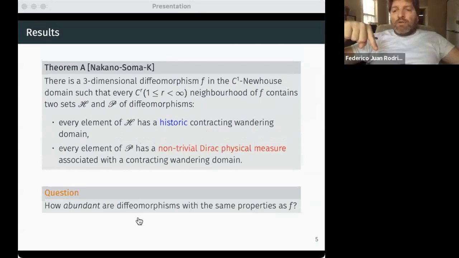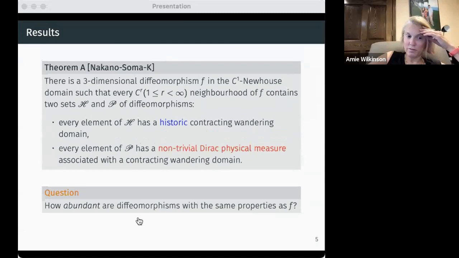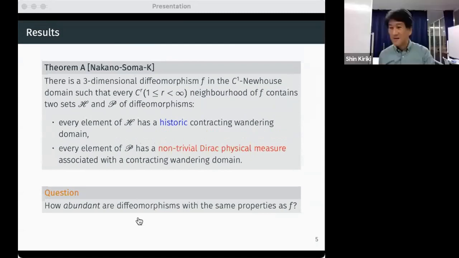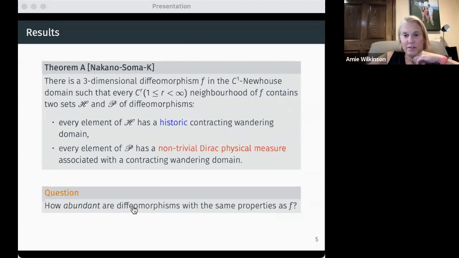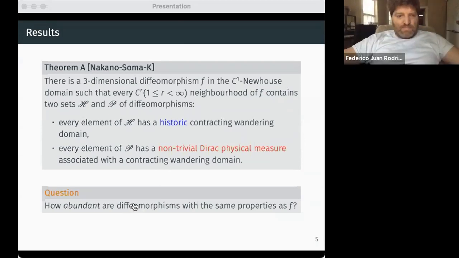Yeah, but are they dense? Sorry, are H and P dense? No, I say just the existence. This theorem says there exists one diffeomorphism, one example, in a C1 diffeomorphism, which is arbitrarily close to, approximated by, a different element of H or P. Okay, so it's dense in the neighborhood. Yes, they accumulate; there is one point that accumulates on the given one. Okay, thanks.